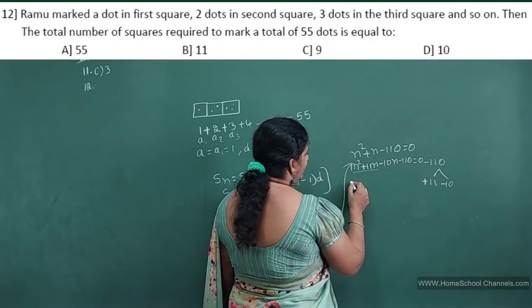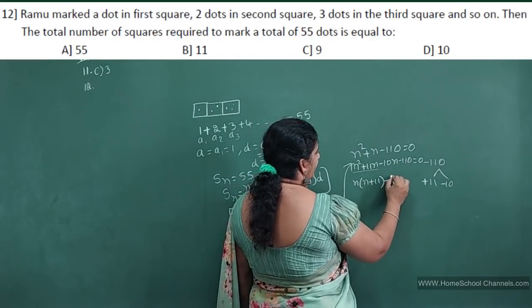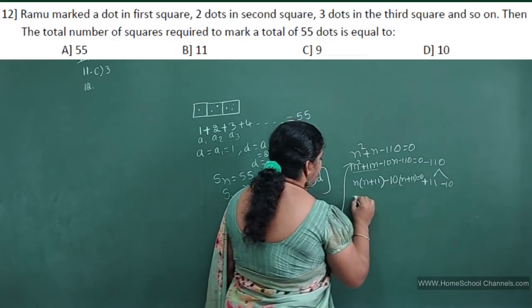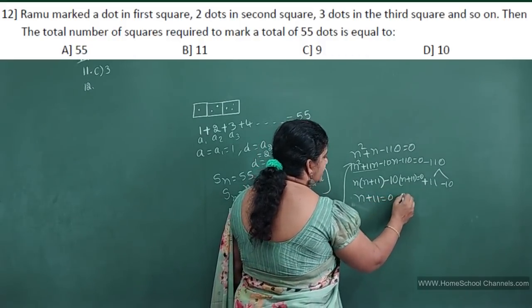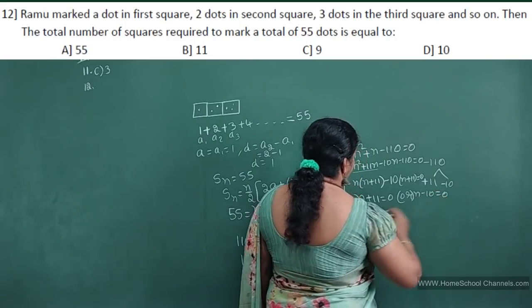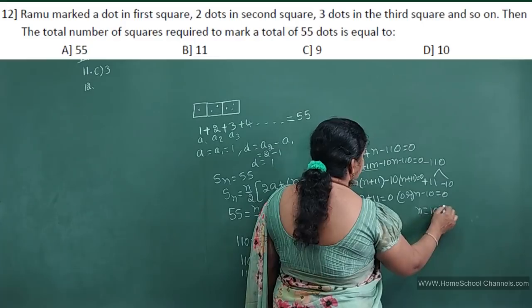Take out n common here, n plus 11, and here take out 10 common, n plus 11 equal to 0. n plus 11 equal to 0 or n minus 10 equal to 0. n is equal to minus 11. n is equal to plus 10.